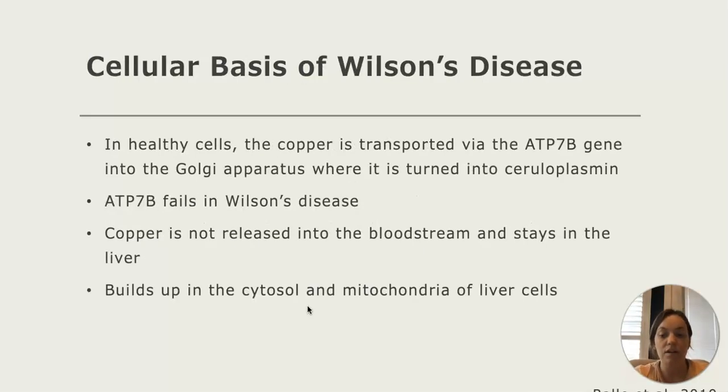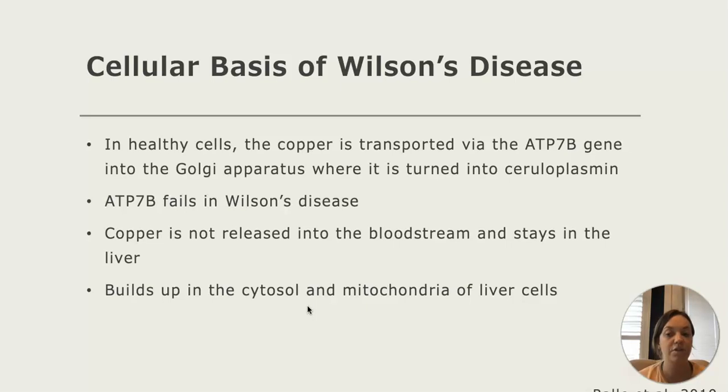Okay, and now we're going to look at the cellular level of Wilson's disease. Here there's a lot of dysfunction when there's a mutation in the ATP7B gene. In a normal functioning liver cell, copper is transported into the Golgi apparatus by ATP7B, and that's where in the Golgi apparatus copper is turned into ceruloplasmin. With Wilson's disease, that ATP7B gene is failing, which means it's impairing the change in the Golgi apparatus, and copper is no longer being turned into ceruloplasmin and no longer being excreted into bile out of our bodies.